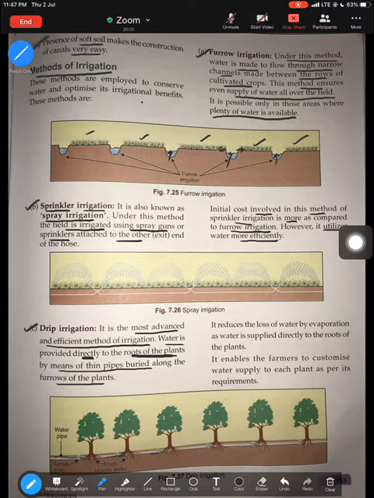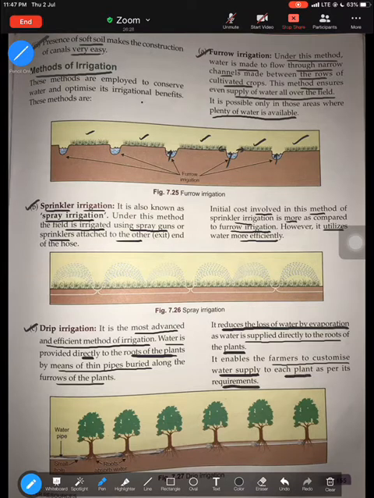That's one important advantage of drip, that it reduces the loss of water by evaporation, unlike your tank, your well, which is open. So there was a lot of evaporation, siltation taking place, isn't it? But in drip irrigation, there's very little loss of water because the water is supplied directly to the roots of the plants. And second advantage, it enables the farmer to customize water supply to each plant as per its requirement. So they can provide water to whichever plant they feel requires more water. So that is one way to enable farmers to customize water supply according to their need.